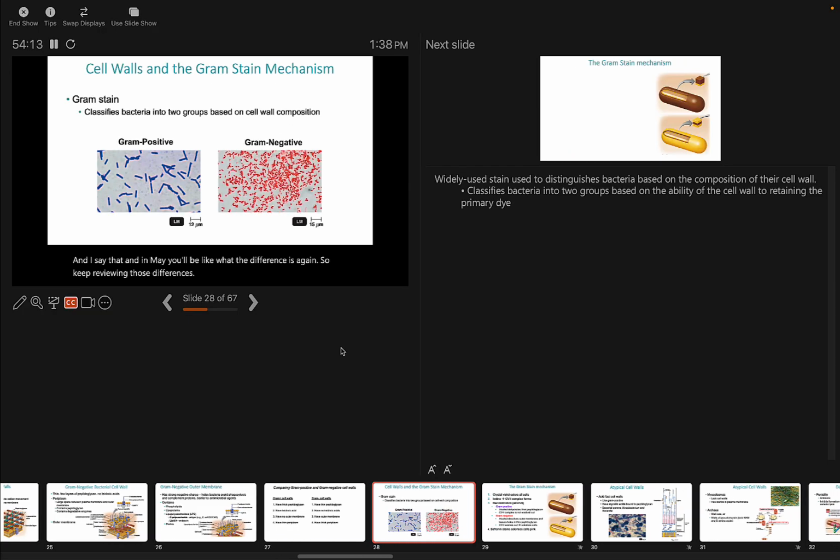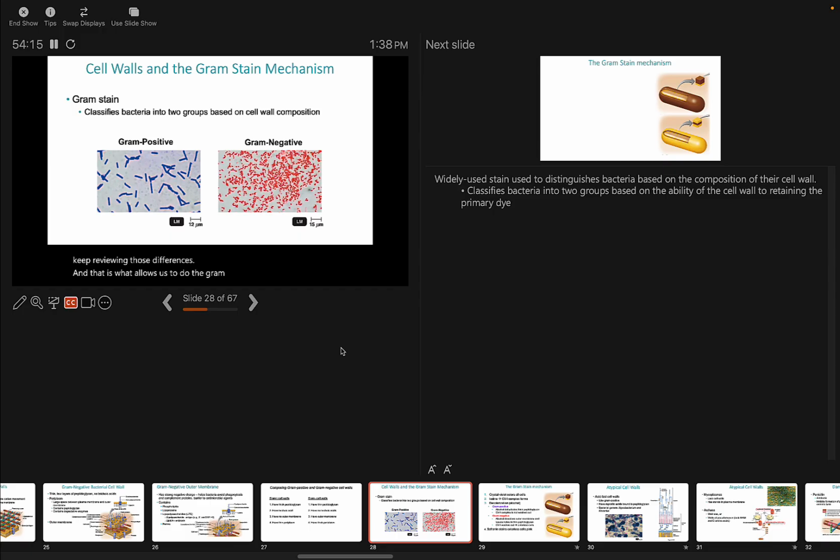And that is what allows us to do the gram stain. So those of you who've done the gram stain this morning, you understand these principles because you've actually done them now. Those of you who are doing the gram stain at 2 o'clock, have fun. It'll be a good time. I like doing gram stains now because I'm good at them. When I first learned, I was not that good.